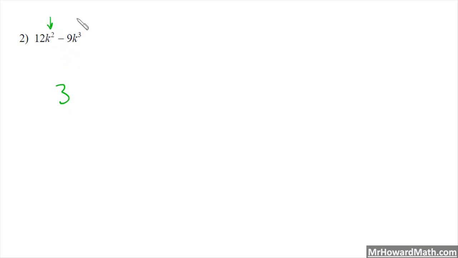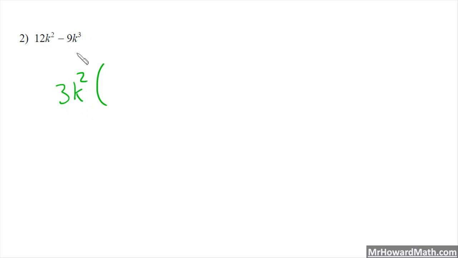I have a k squared here and a k cubed here. The biggest variable term I can divide out of those is a k squared. Not a k cubed, because I can't take k cubed out of k squared. So k squared is the biggest I can do. Okay, now write what's left.